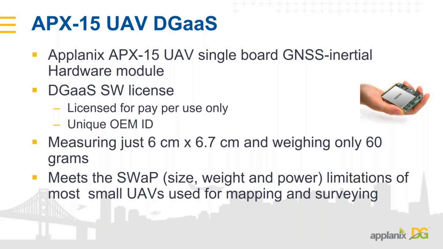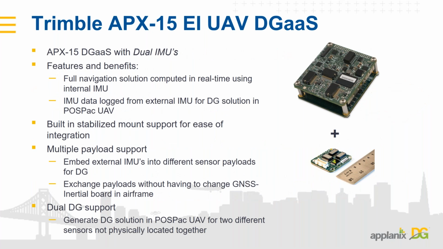Now we have some variations of that. One of the variations is our Trimble APX15EI, which stands for External IMU. And what that is for is we put a second IMU on a gimbal platform. So if you're running a fixed wing, the APX15 is just fine for that. If you're flying with a gimbal, then the APX15EI would be the right board set for that particular configuration, with the main board going on the UAV platform and the second IMU going on the gimbal.